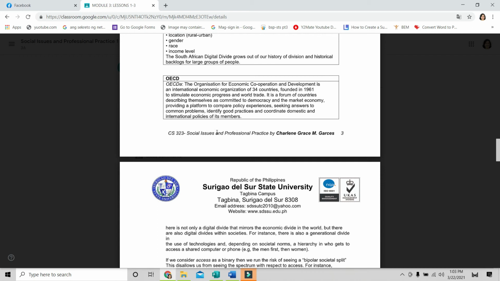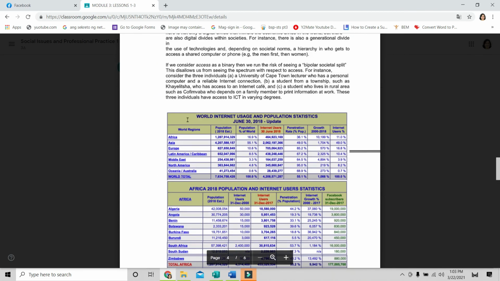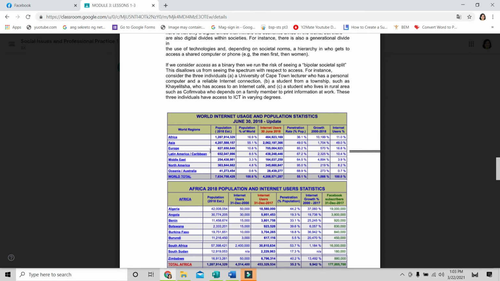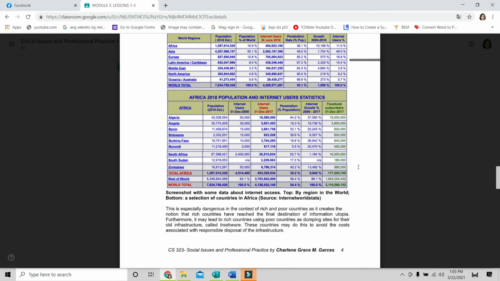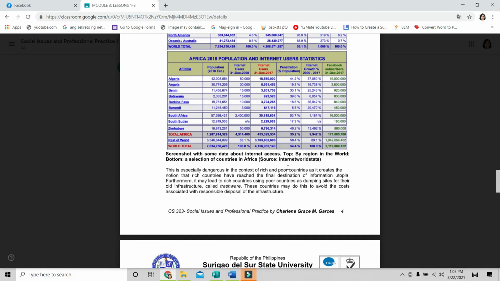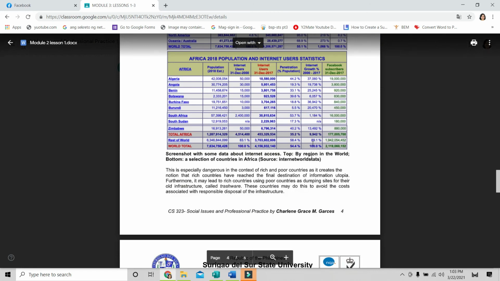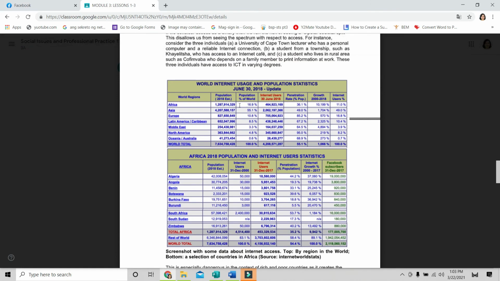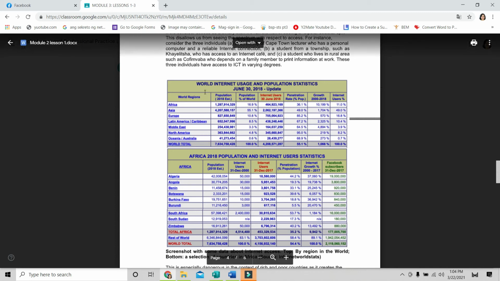We'll just proceed. So this is the world internet usage and population statistics as of June 30, 2018. This was excerpted from screenshots. I just got it from Internet World Stats. So these are the populations and the internet users. Let's see, Asia is the most. These are the continents.